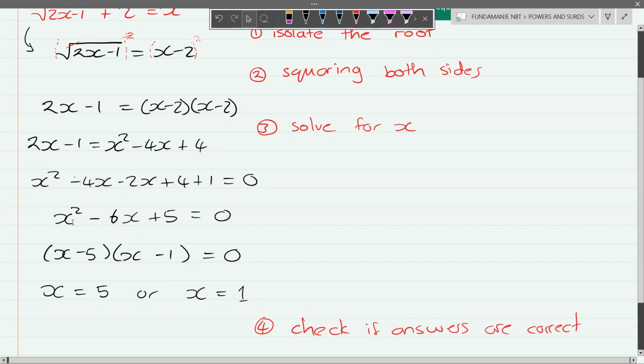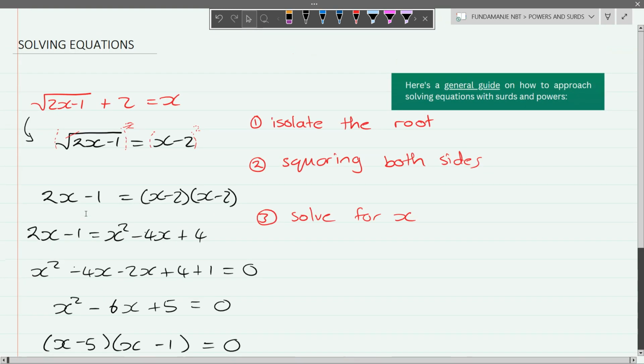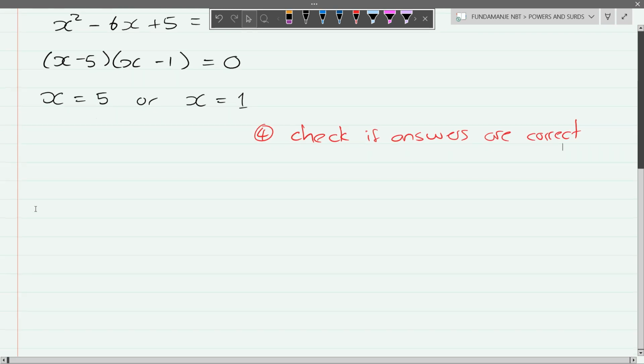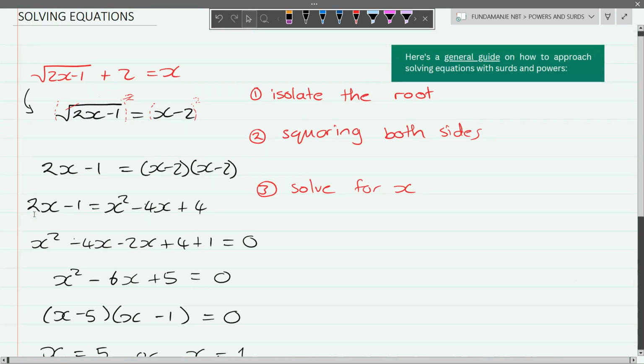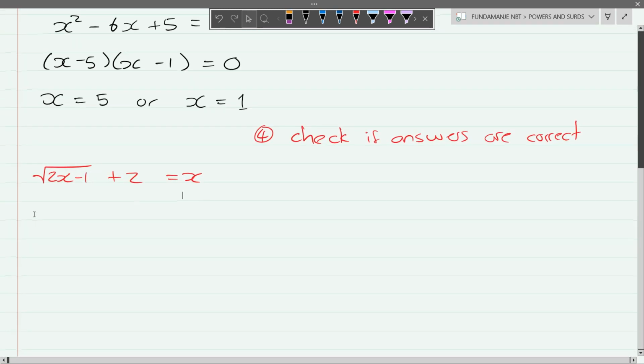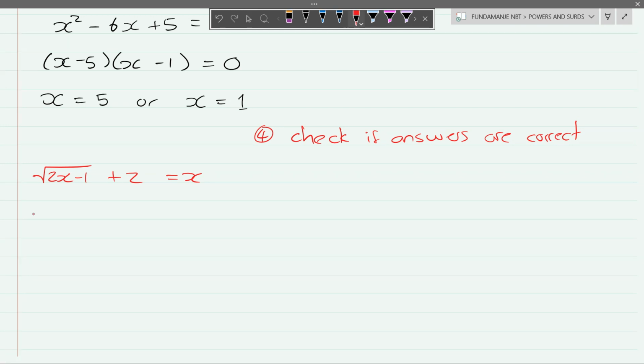Our original equation was the root of 2x minus 1, plus 2, is equal to x. Let's verify. We want to substitute in 5 first. Here we get 2 times 5, that will be 10, minus 1 is 9. Square root of 9 is 3. 3 plus 2 gives us 5. And on this other side, we just have 5 as it is. 5 is equal to 5, so this answer works.